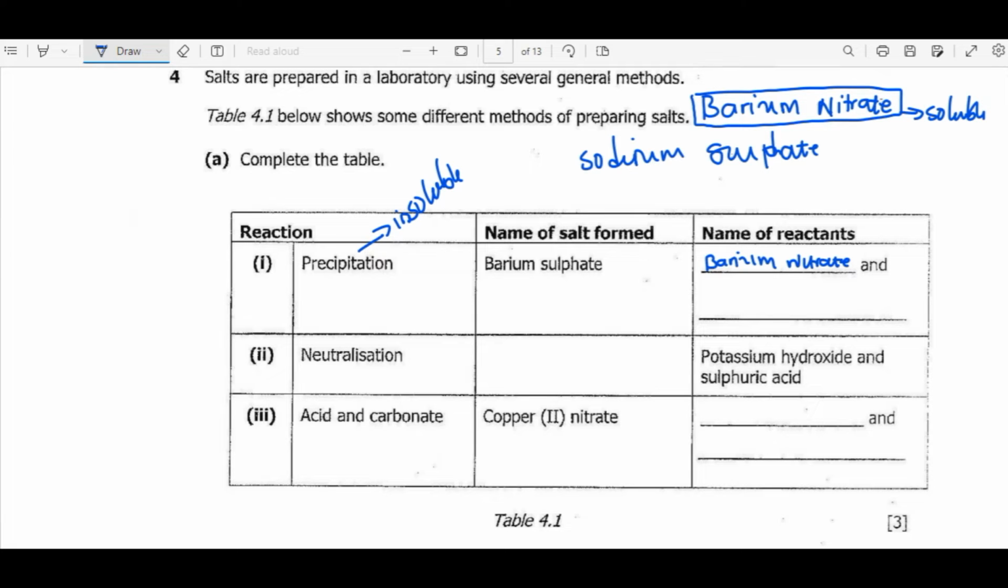So sodium sulfate is any salt made up of group 1, and these are all soluble. So even this one is soluble. So we'll say sodium sulfate. Then why have I chosen these two reactants? So that during the reaction, this sodium will displace barium, getting sodium nitrate, while barium will get the sulfate, giving us the salt that we want, which is our barium sulfate.